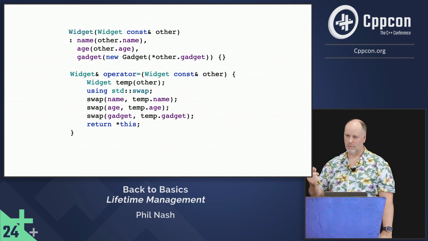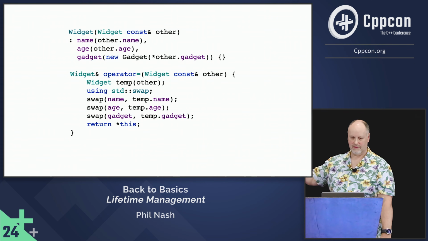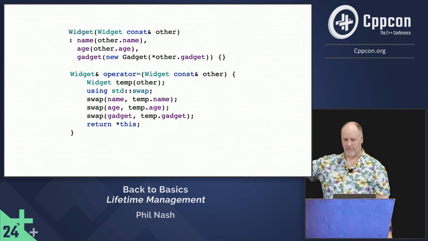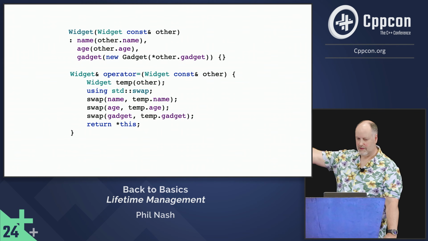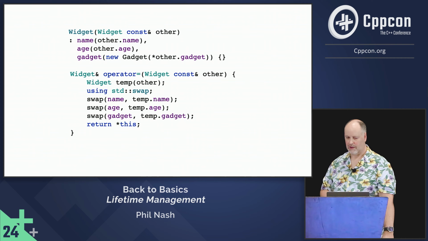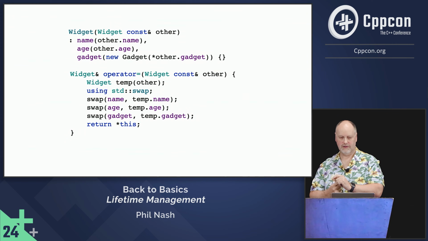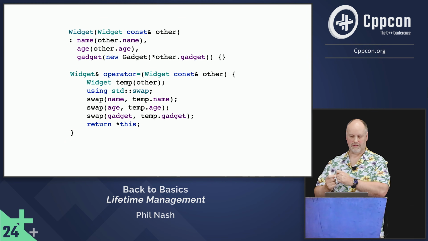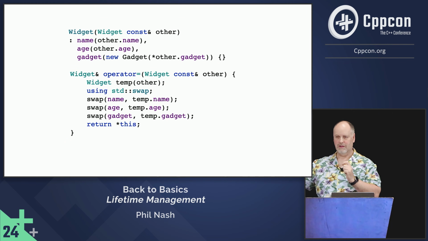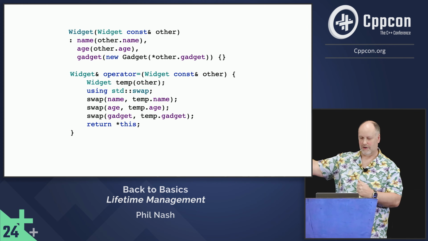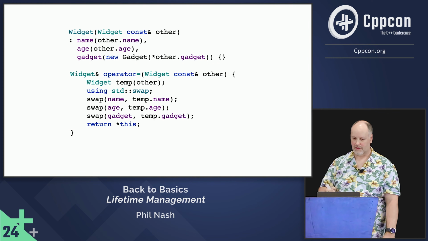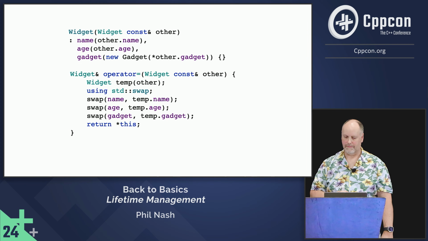So we're going to create a temporary widget, copy constructed from our incoming other widget. And then we're going to swap all the members in. So swapping is just going to take the value from one, put it in us, and then take our value and put it in the other one. A couple of things to note here.